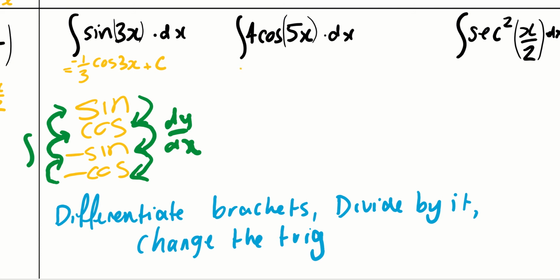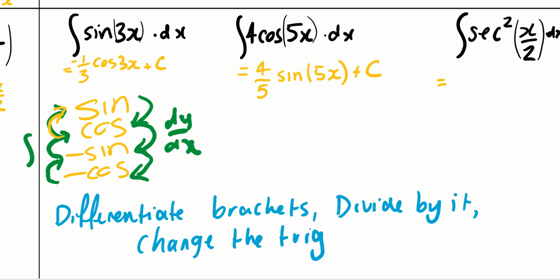All right, next one. Differentiate the brackets is 5. Divide by it out the front. Change my trig. And cos integrates to positive sine plus c.